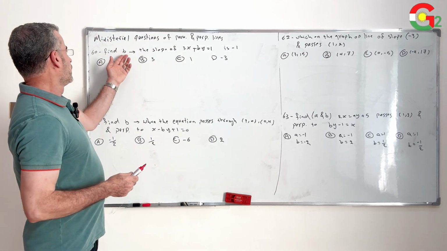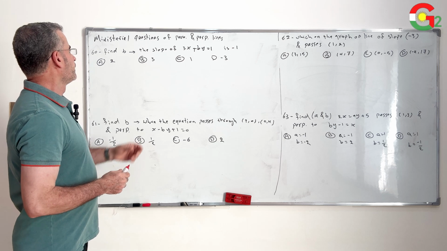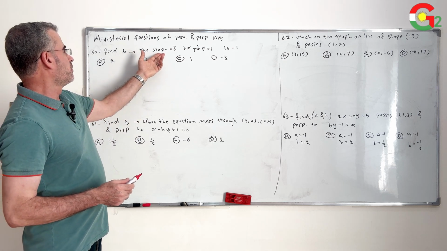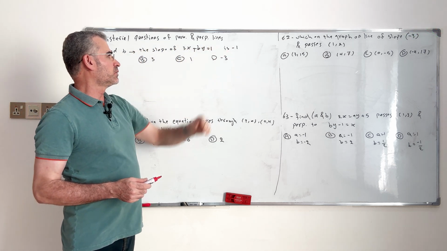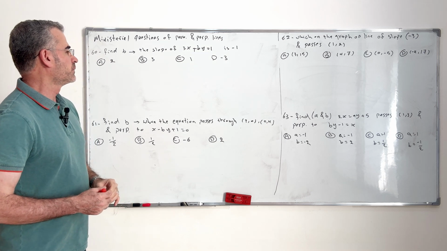Question number 60. Find the value of b such that the slope of the line is equal to -1.